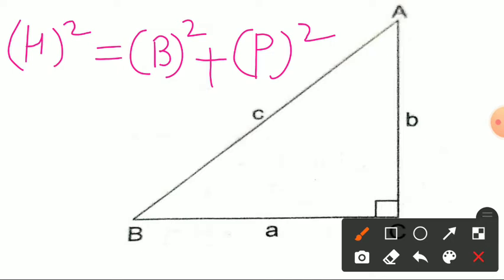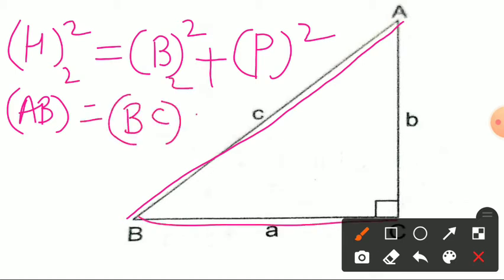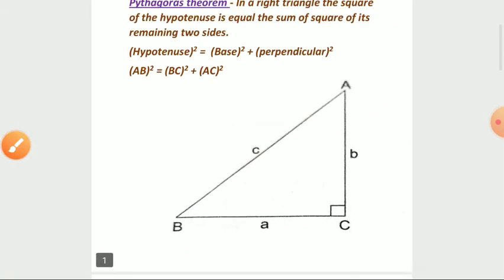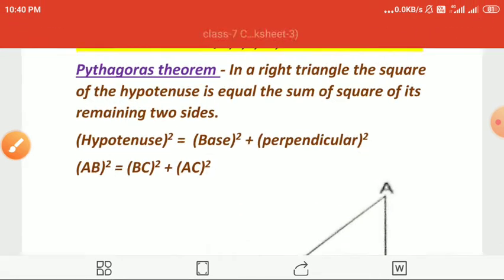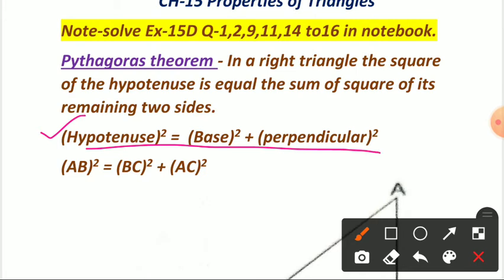I hope it's clear. Now if I want to write it in variable form, in this figure hypotenuse is AB, so I can write AB square. For base I can write BC square, and for perpendicular I can write AC square. So you need to learn this. This is called the Pythagoras theorem. Here in this worksheet I have shown you the formula of the Pythagoras theorem, which you have to remember.